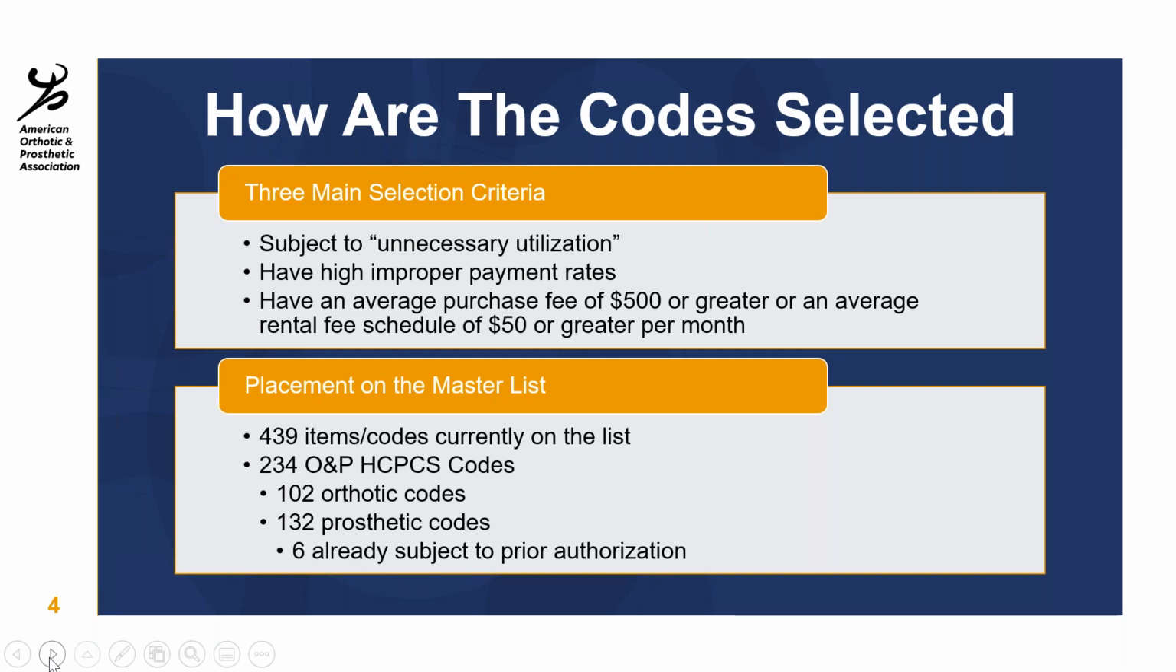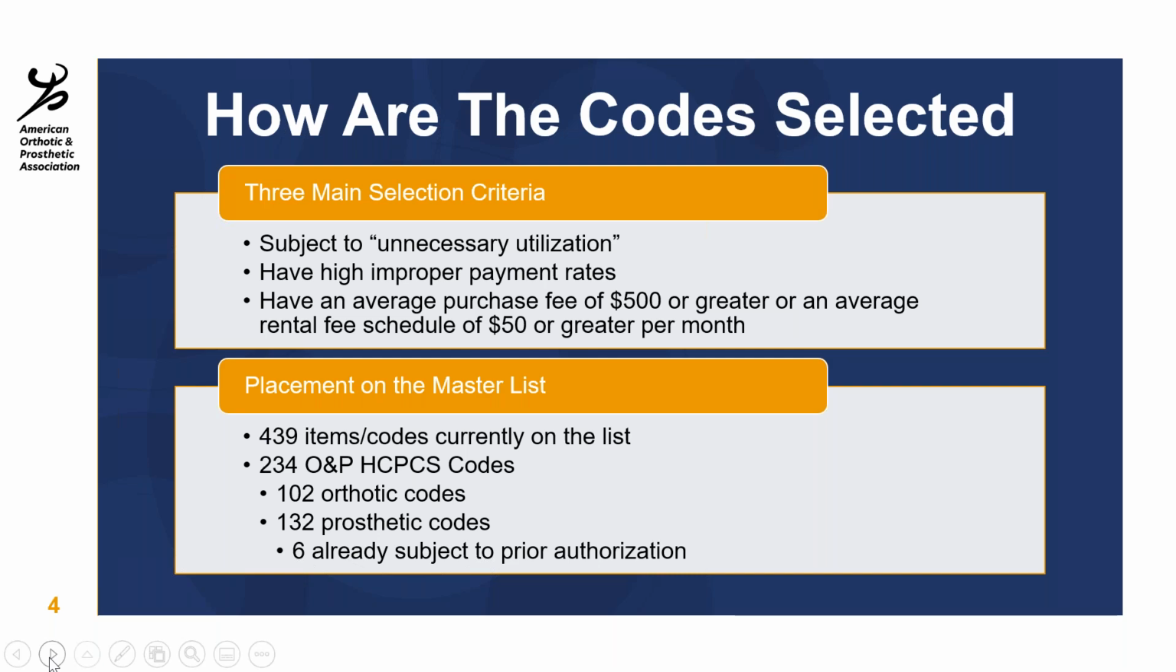So one of the criteria that has to be in existence is that the code has to be subject to unnecessary utilization. And that's usually determined by recent activity by the CERT contractor or a recent high error rate by the CERT contractor. It has to be subject to, say, an OIG report, or there has to be significant fraud and abuse investigations that have gone on in the recent past involving a specific HCPCS code.